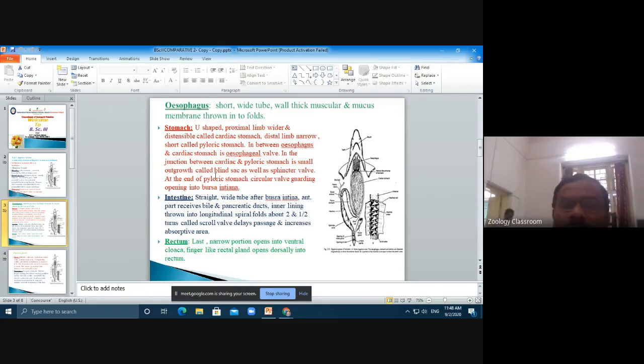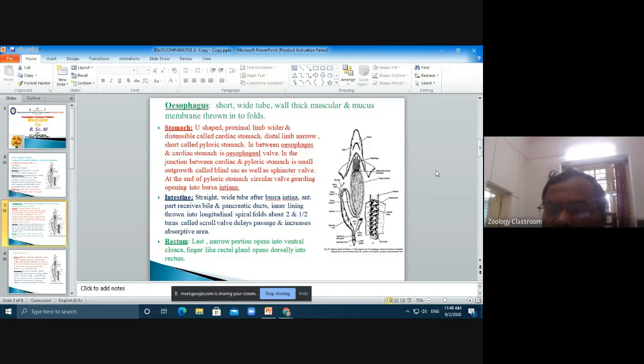Then, at the junction between the cardiac and the pyloric stomach, this is the cardiac stomach, this one is the pyloric stomach, so this is the junction point. At the junction point, a blind sac is present, and inside that the wall is present which separates the cardiac stomach from the pyloric stomach. And at the end of this tubular pyloric stomach, a circular wall is present. This circular wall guards the opening further into the bursa entiana.